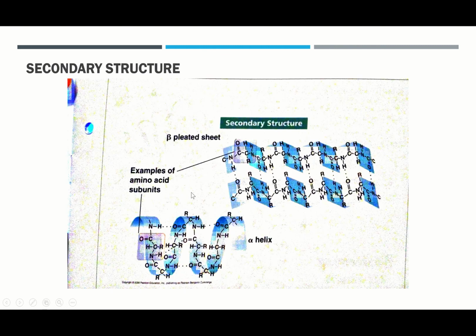And then the secondary structure. Remember, a secondary structure has two types, pleated sheet and the alpha helix. This is a bit complicated. This is showing all the real chemistry going on behind it, but I don't think we need to know this for biology.